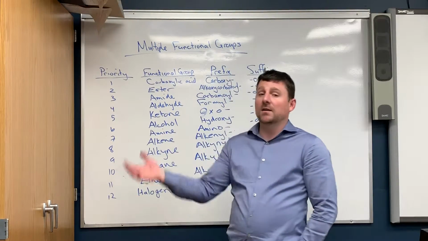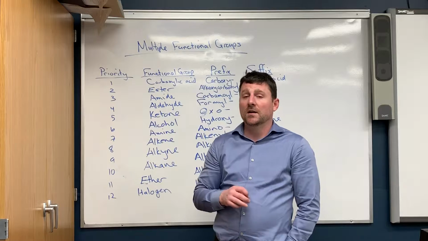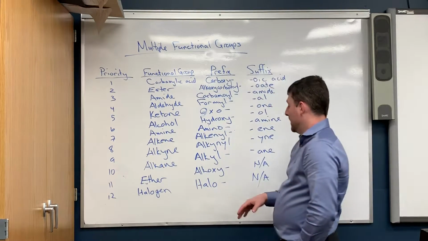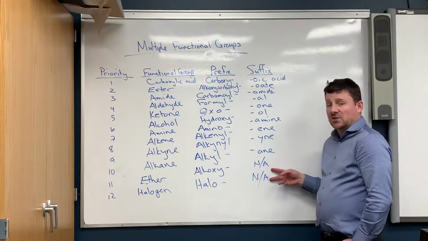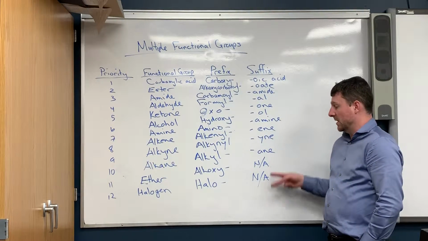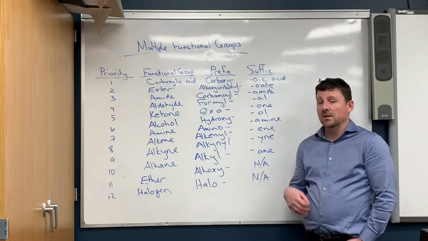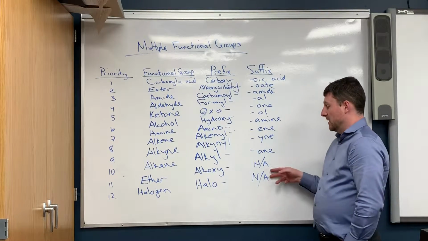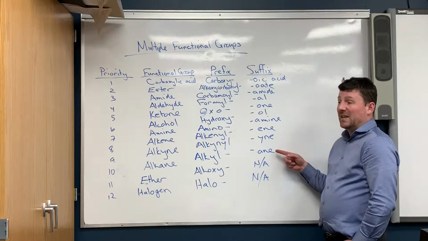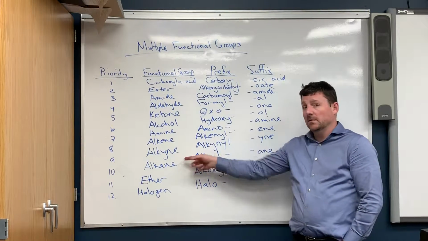And we did this already way back in the first lesson on functional group naming, right? And we can see this is why there's no suffix. The suffix is not applicable for ethers and halogens, right? Because they never make up the name of the main chain. They don't change the suffix, right? The suffix will always be ane for the alkane, right?